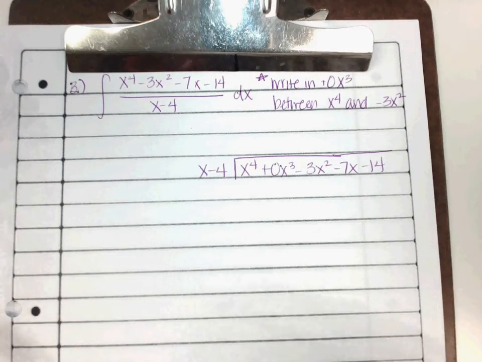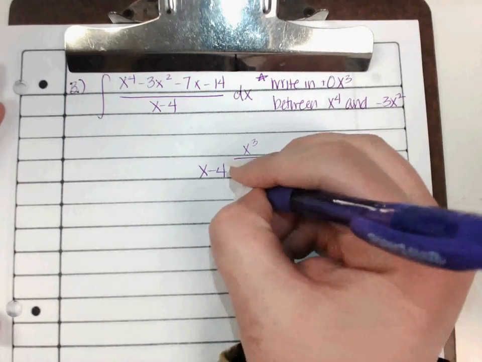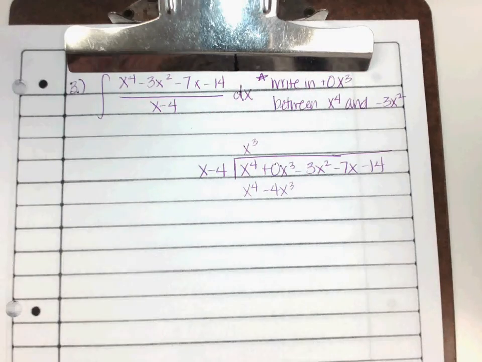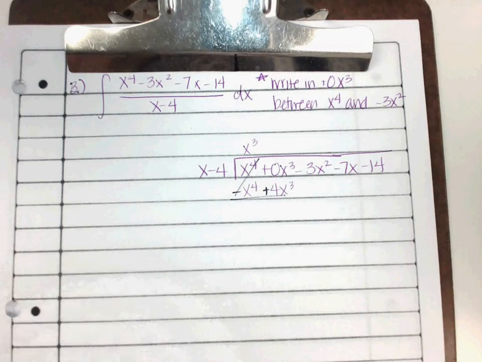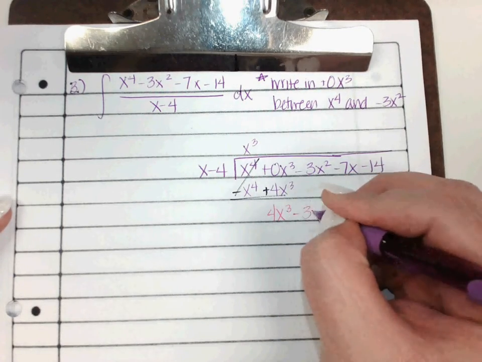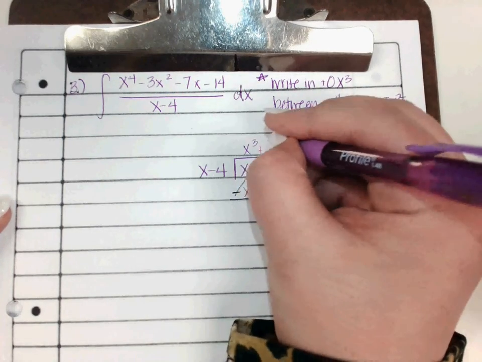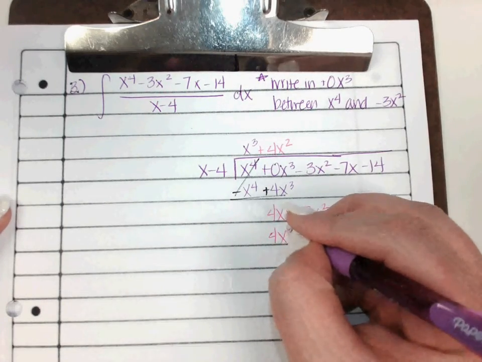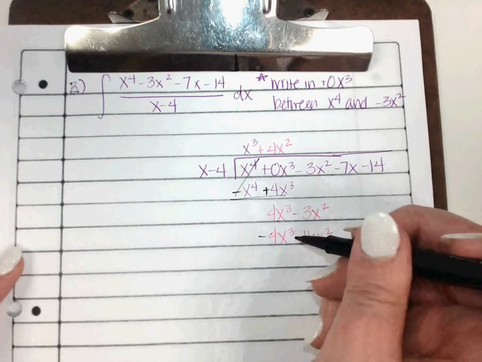Okay, so the first term should have been an x cubed. x cubed times x is x to the fourth, times negative 4 is a negative 4x cubed. But then I changed the signs on that row so that the first terms cancel. 0 plus 4 gives me a 4x cubed. Carry down minus 3x squared. For x to turn into a 4x cubed, it needs a 4x squared. 4x squared times x is 4x cubed. Negative 16x squared, switch it to a plus.